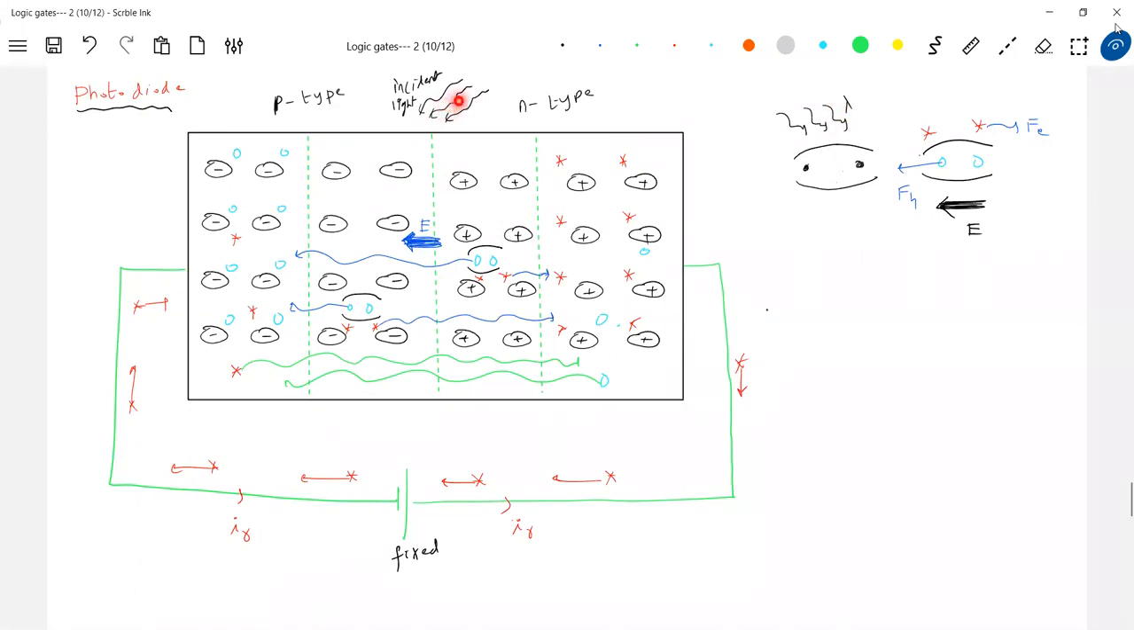So as I increase the intensity of incident light, the number of photons will increase, the number of covalent bonds breaking up will increase, the number of minority carriers generated increases, then more minority carriers will cross the junction, the drift current will increase, the reverse current will increase. So this diode is responding to the intensity of light. So shall I say it is a photodiode or a photodetector? I want to detect light, I'll use this one. So where do we use this?